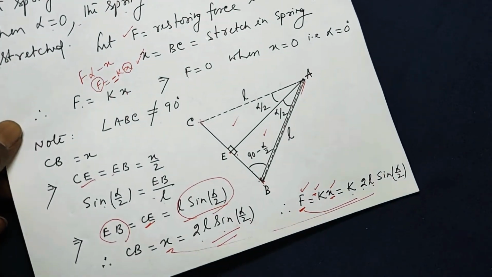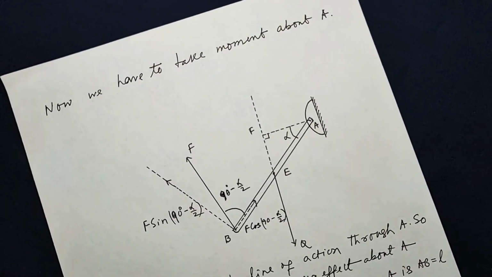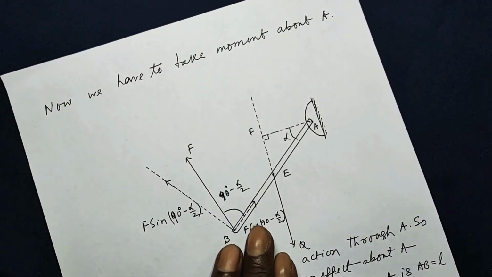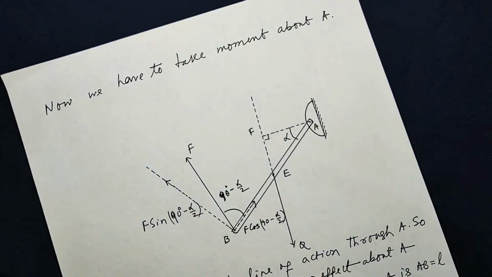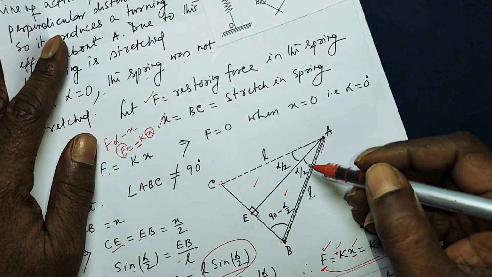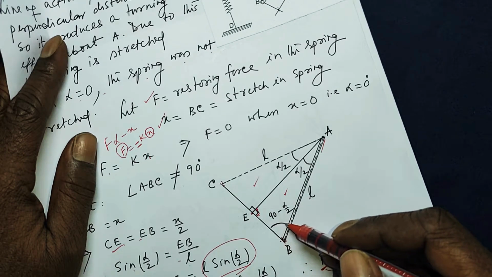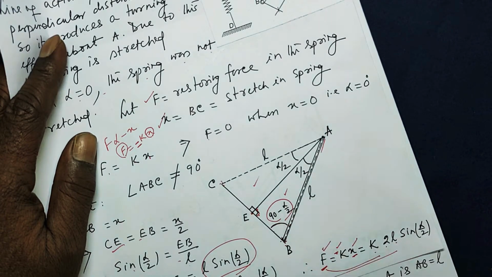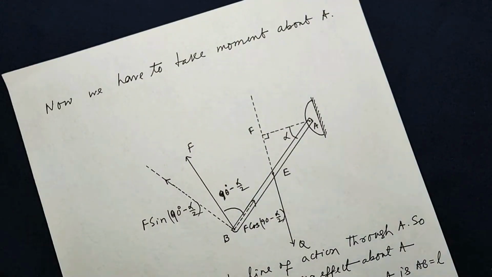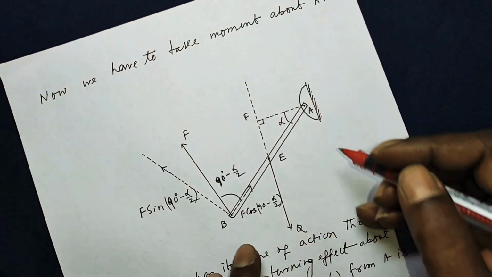Now, once that is done, now a few more minutes. Now we have to find out which forces will be producing a turning effect about the point A. The figure is again redrawn. Let me show you once more here. This is alpha by 2, this is 90. So in this triangle, the remaining angle will be 90 minus alpha by 2. So now the diagram is again redrawn.